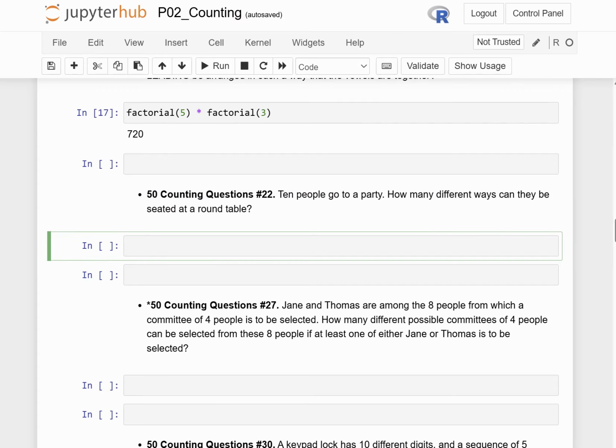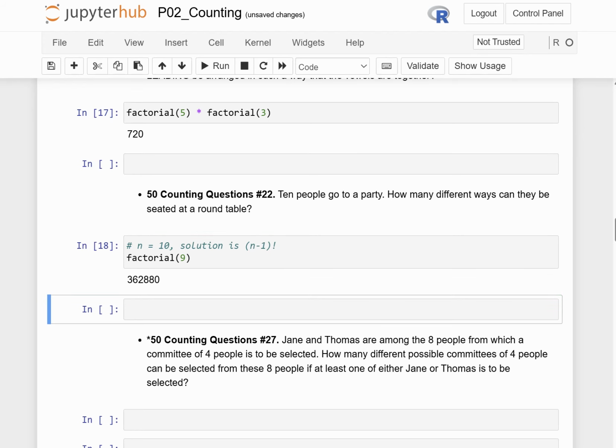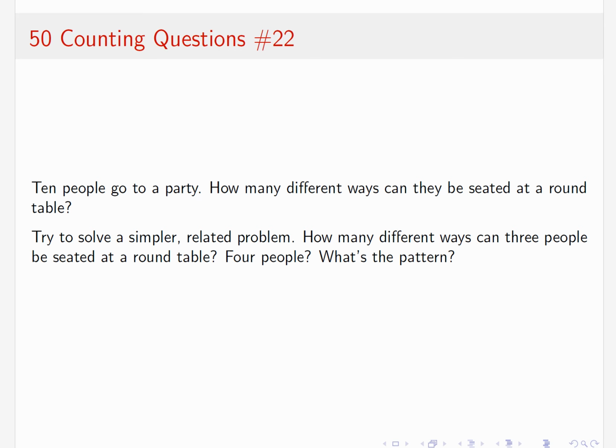Okay, and so then 10 people go to a party. If they're going to be seated at a round table, we're going to do factorial 9, because n equals 10. And the solution is n minus 1 factorial. So we do 9 factorial, which is 362,880.